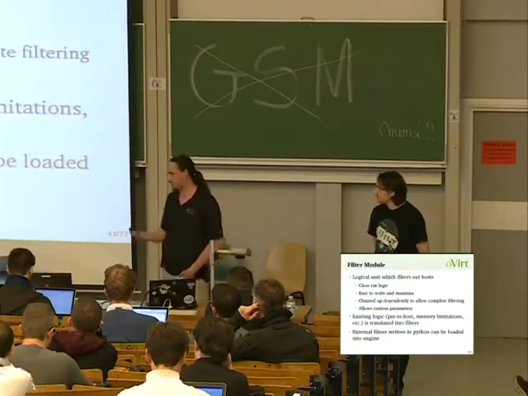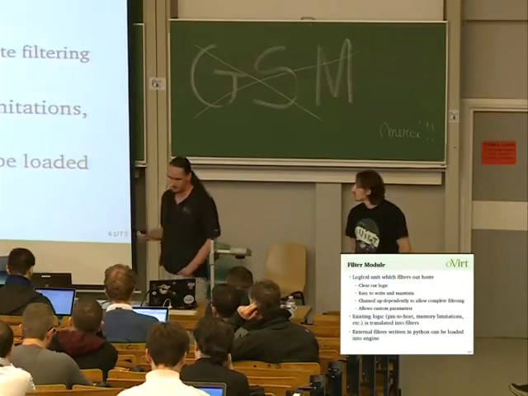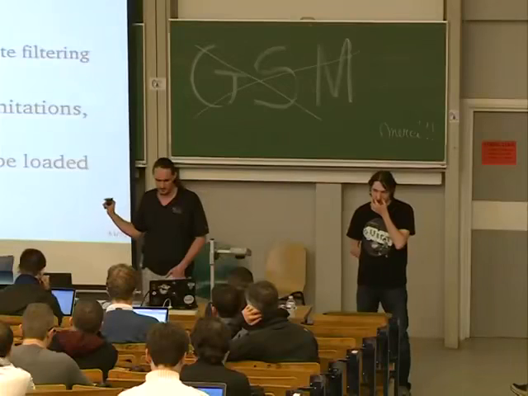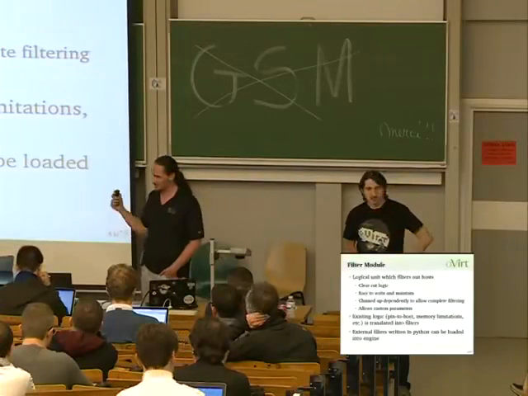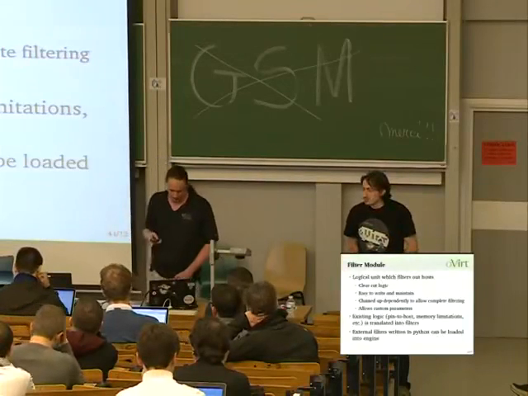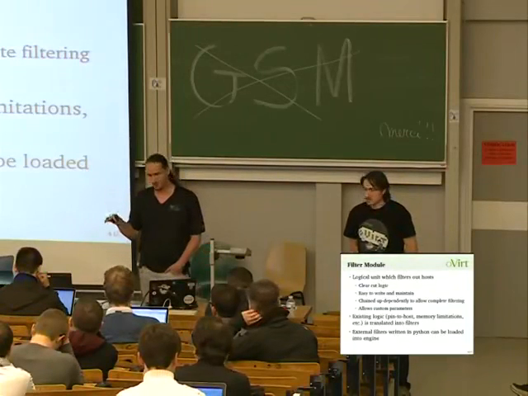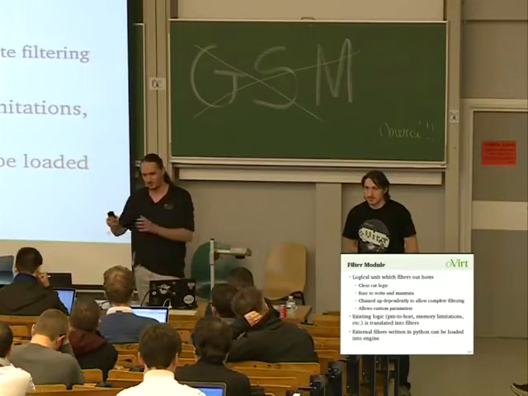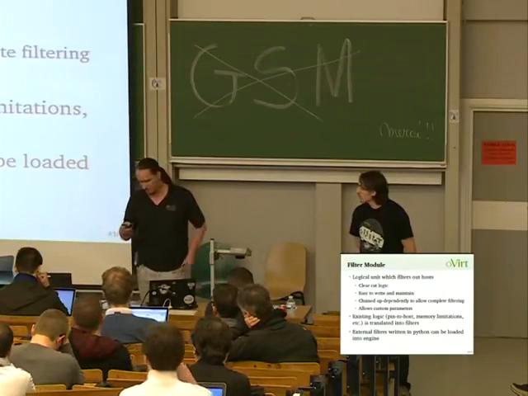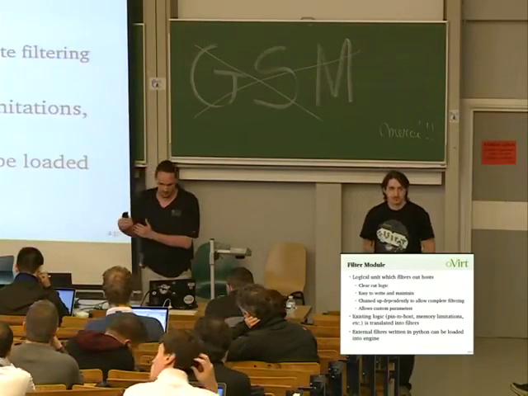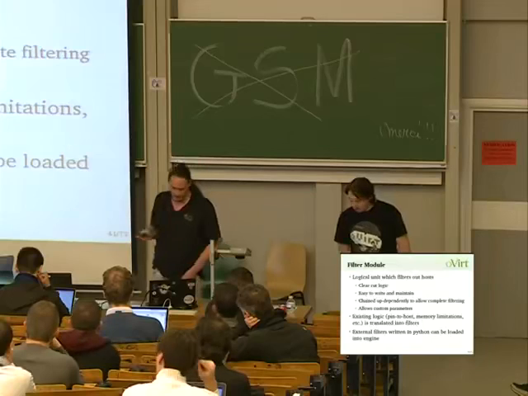Let's see how we can write a filter module. Basically, a filter module just filters out hosts. It's easy logic. It has a set API that we need to implement. And we don't know in which order each filter module runs; each filter module is kind of atomic. It doesn't know what ran before it. It wouldn't know what runs after it. But we do chain them up. Like there is a set filtering chain.